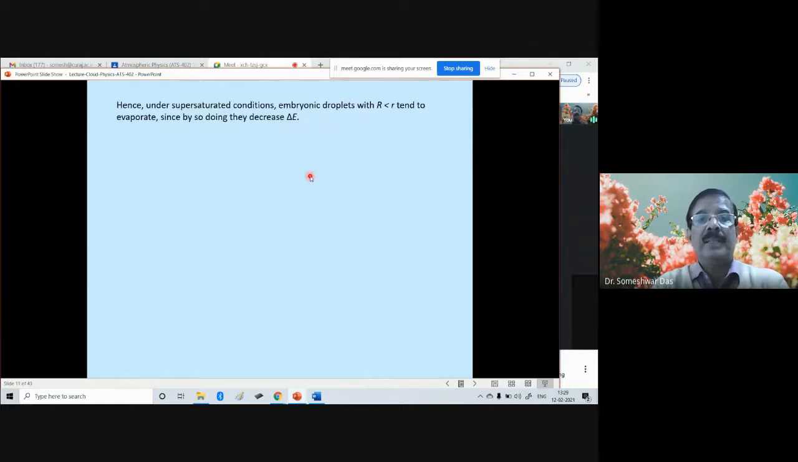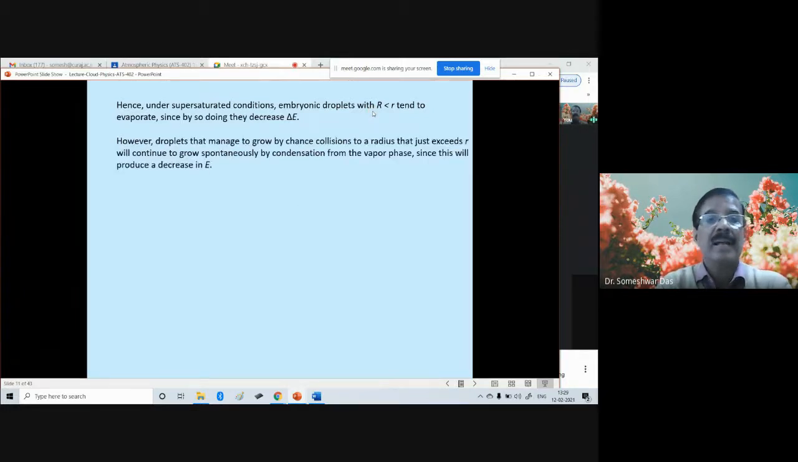Hence, under supersaturated conditions, the embryonic droplets with R less than R tend to evaporate, since by so doing they decrease the delta E. However, droplets that manage to grow by chance collisions to a radius that just exceeds R will continue to grow spontaneously by condensation from the vapor phase, since this will produce a decrease in the E.